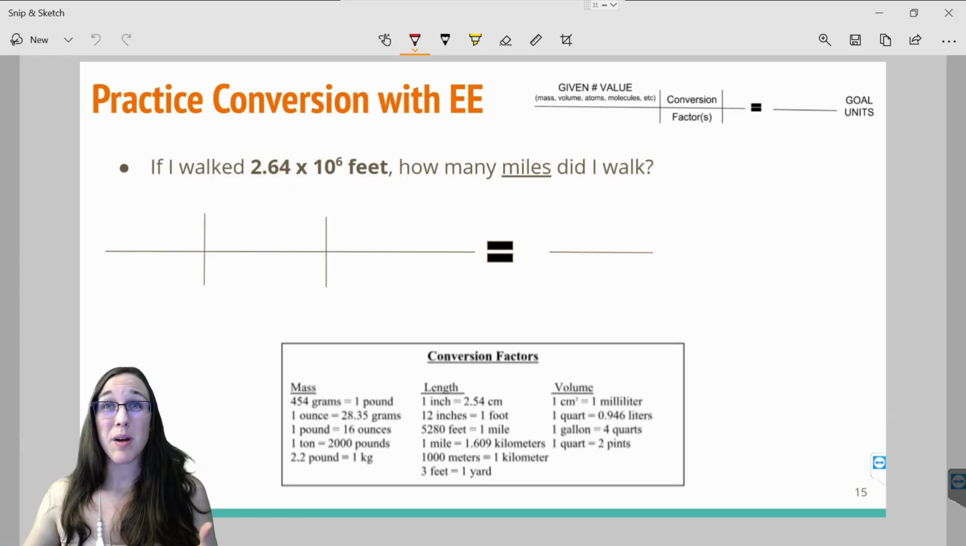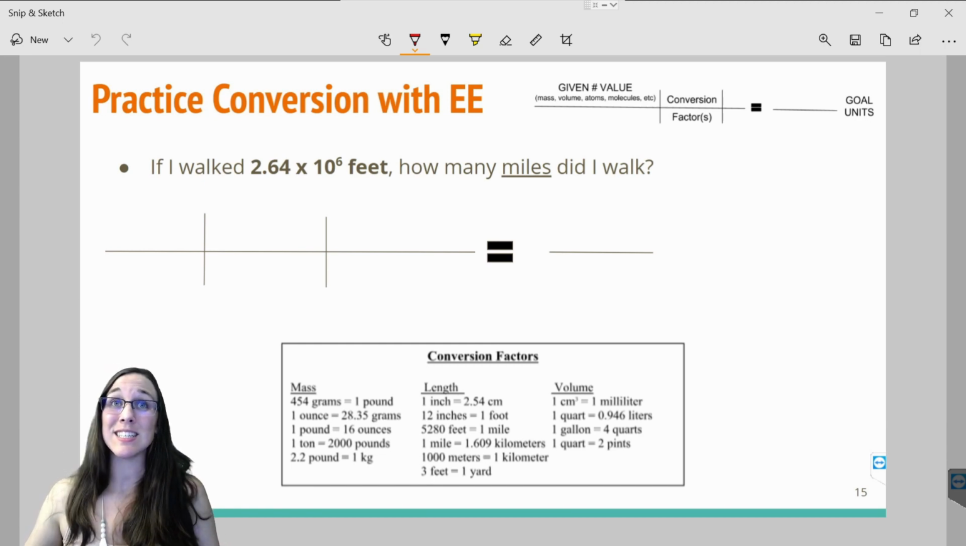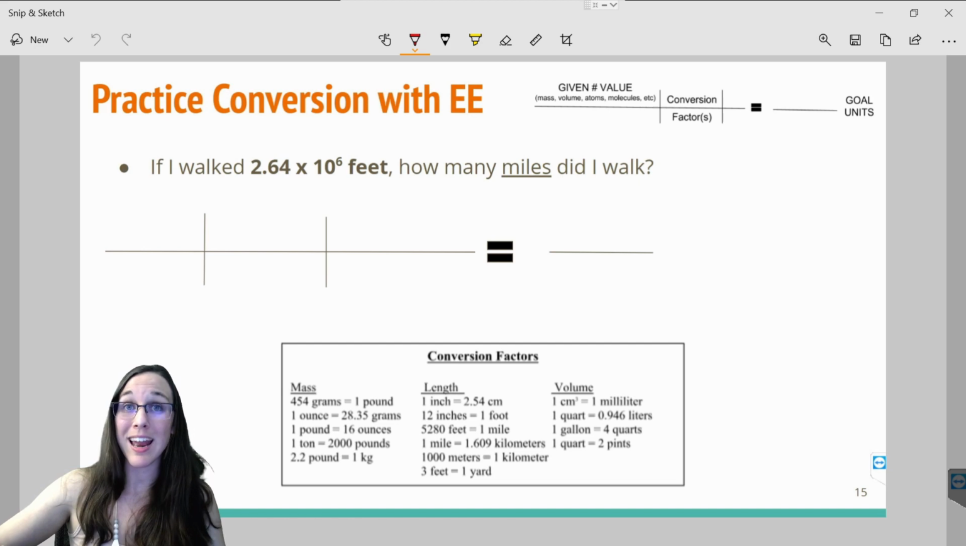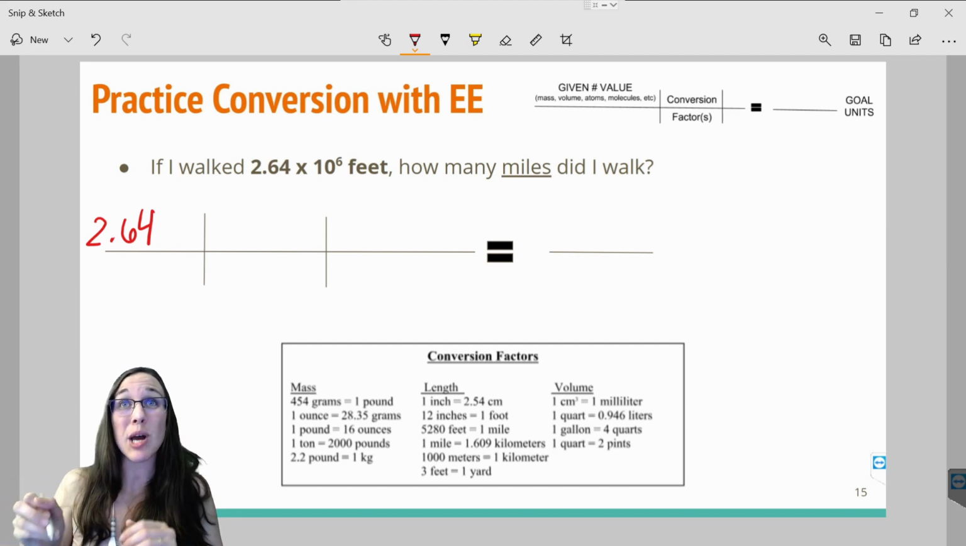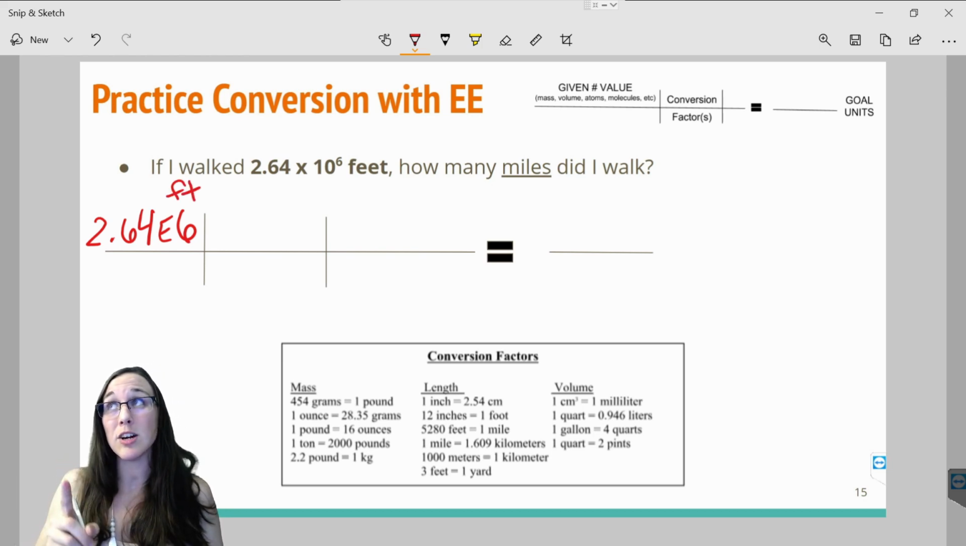The thing that this problem gave me was the 2.64 times 10 to the 6th feet. So I'm going to put that on the top of my line, 2.64. Now I'm just going to put E because that's how I'm going to plug it into my calculator. E, 6, and this had units of feet. Don't forget the units here because that's how we know what goes on top and what goes on bottom for our conversion factors. So we've used our given.